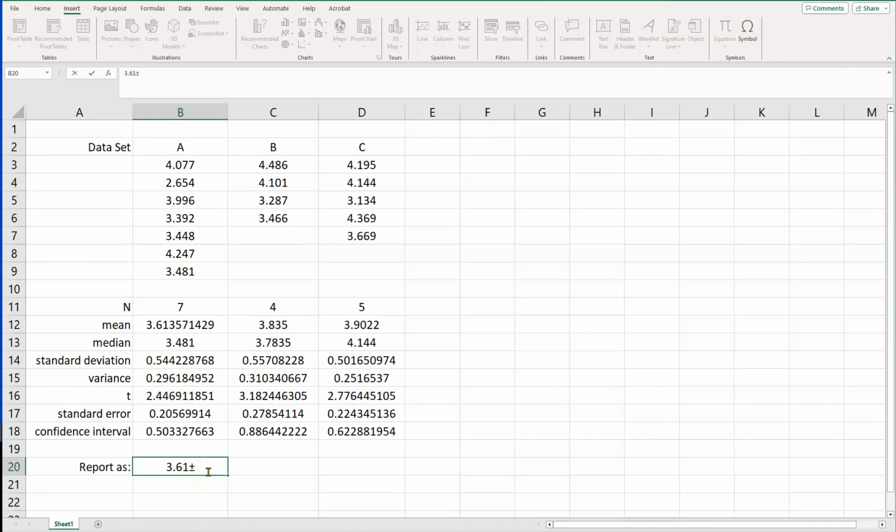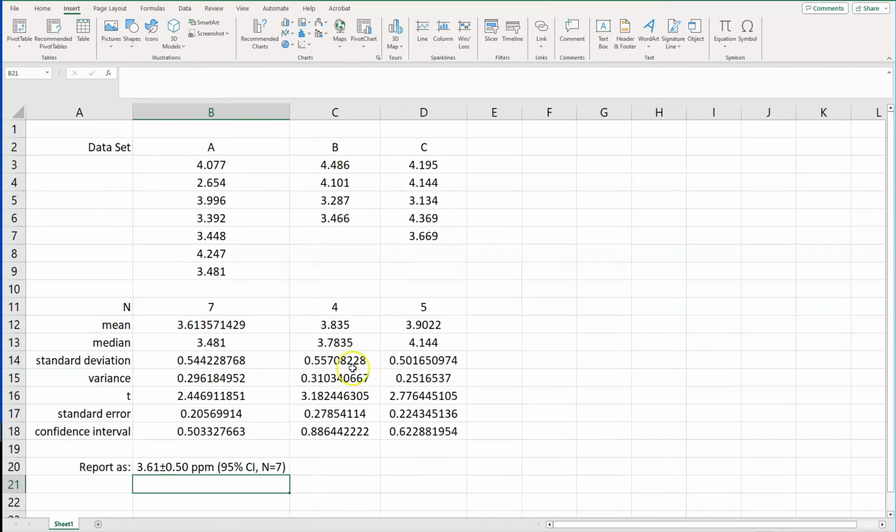So I'm going to say plus or minus 0.50, and we didn't say what the units on these are. You put in whatever units you've got. And you also want to add a little clause on there that says what the error estimate you're looking at is. It's a 95% confidence interval, and n was 7 for this data set. So let me clean that up a little bit. That's how I would report the confidence interval for this data set.